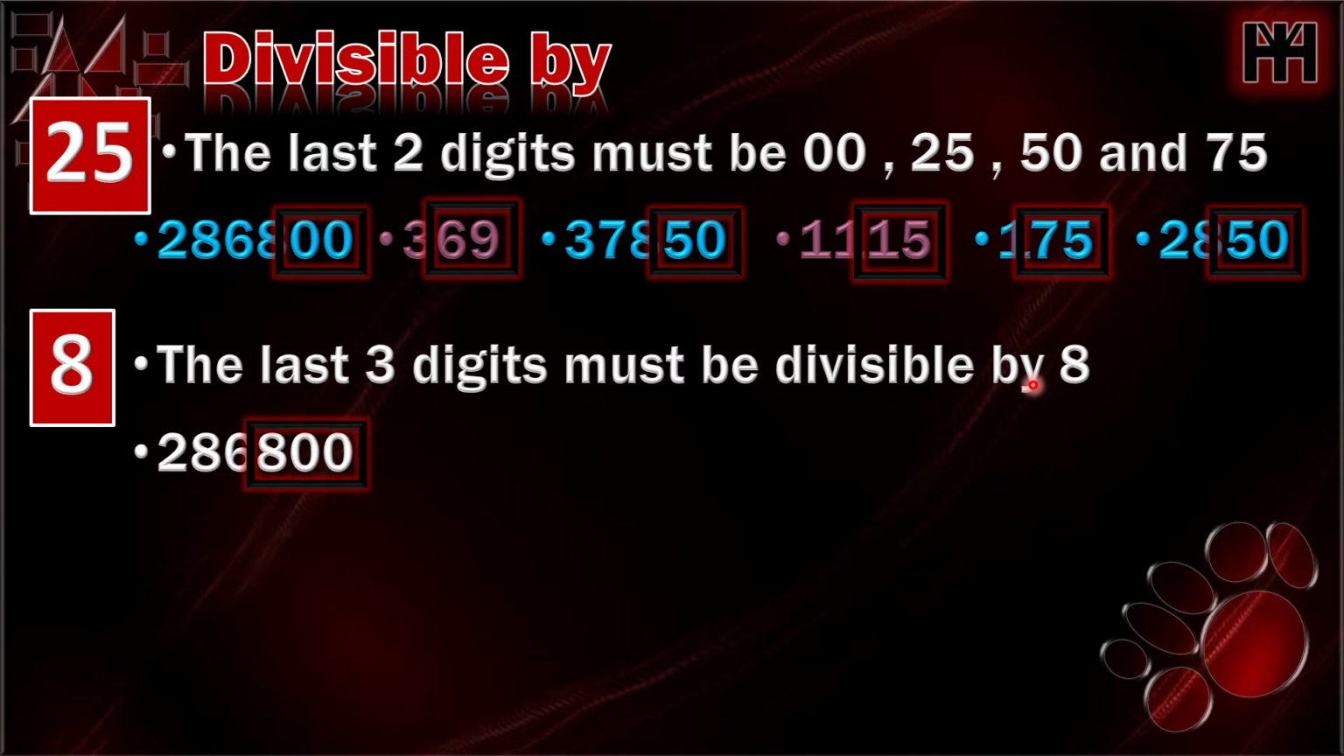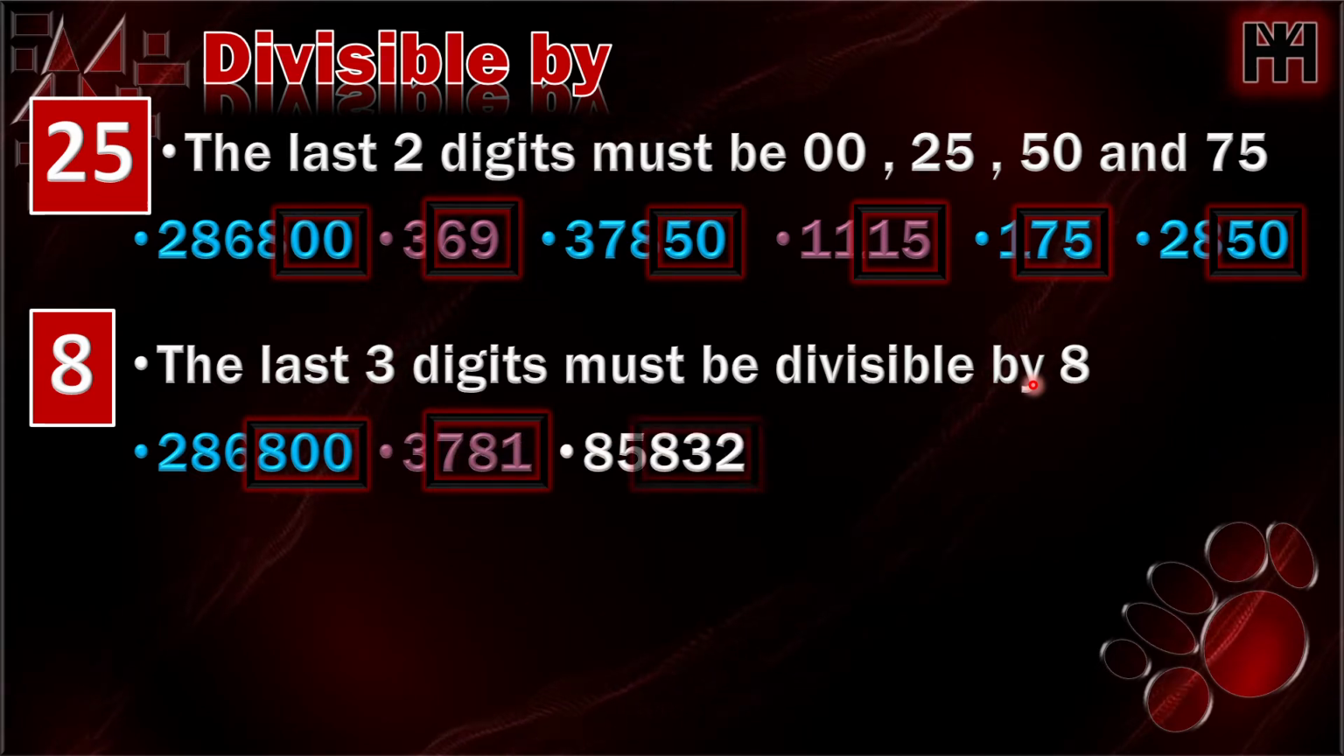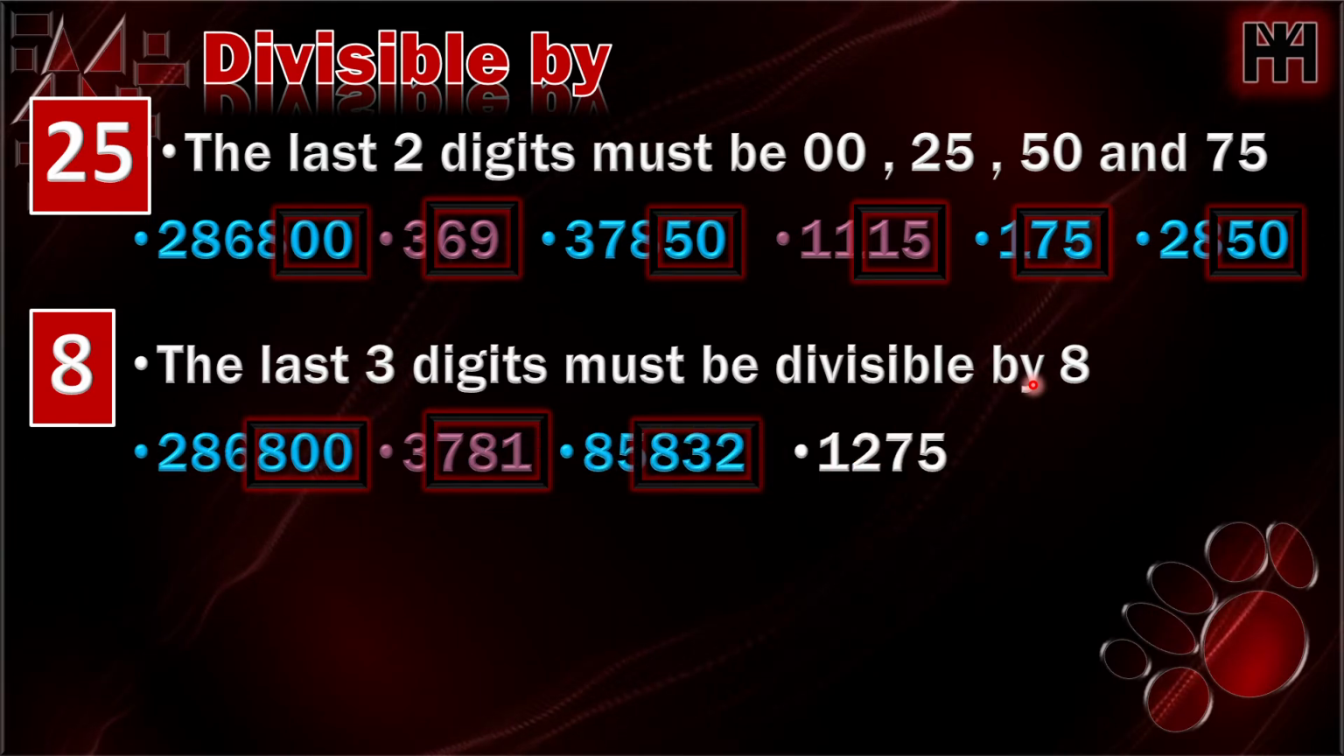Okay, let's see here, 800, of course it's divisible by 8. And let's see the last 3 digits, are they divisible by 8? No, they're not. Okay, let's see the last 3 digits. Yes, they're divisible by 8. Okay, and these last 3 digits, 275, they are not divisible by 8.